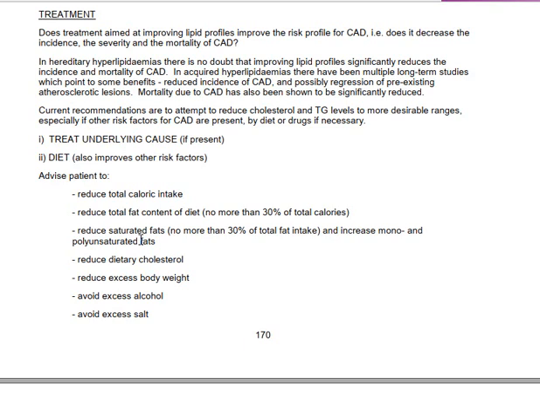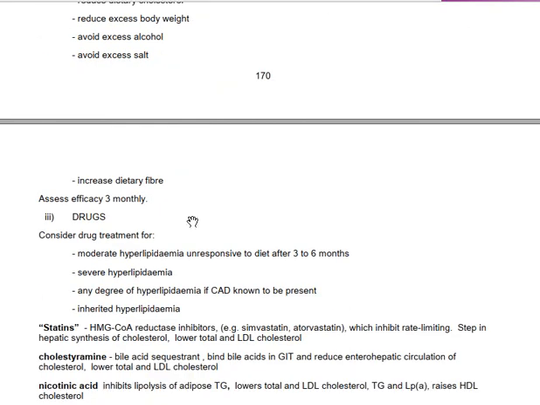Saturated fat, which is only made up of carbon to carbon single bonds, is very bad for the human body. Is it clear? So you have to reduce the dietary intake of cholesterol, reduce excess body weight, avoid excess alcohol, and also avoid excess salt, because all those are involved with causes of hyperlipidemias.